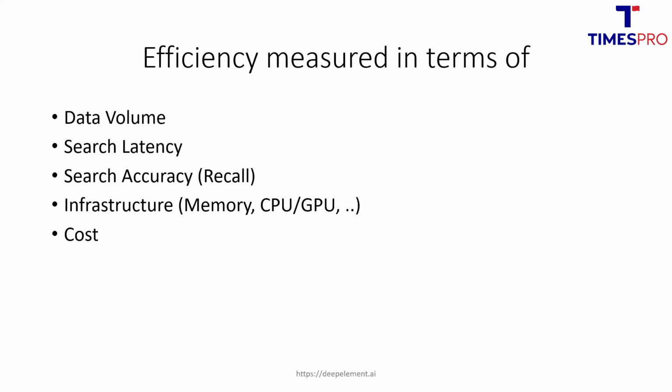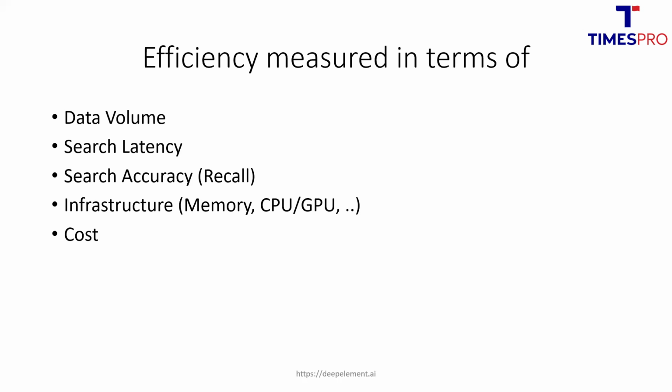So how do we measure the efficiency of a vector database? We can measure the efficiency in terms of data volume: how much volume can the database ingest? Search latency is another metric: how fast it is in giving the search results. Then the second thing is search accuracy: how accurate it is. The accuracy over here is measured in terms of a metric called recall.